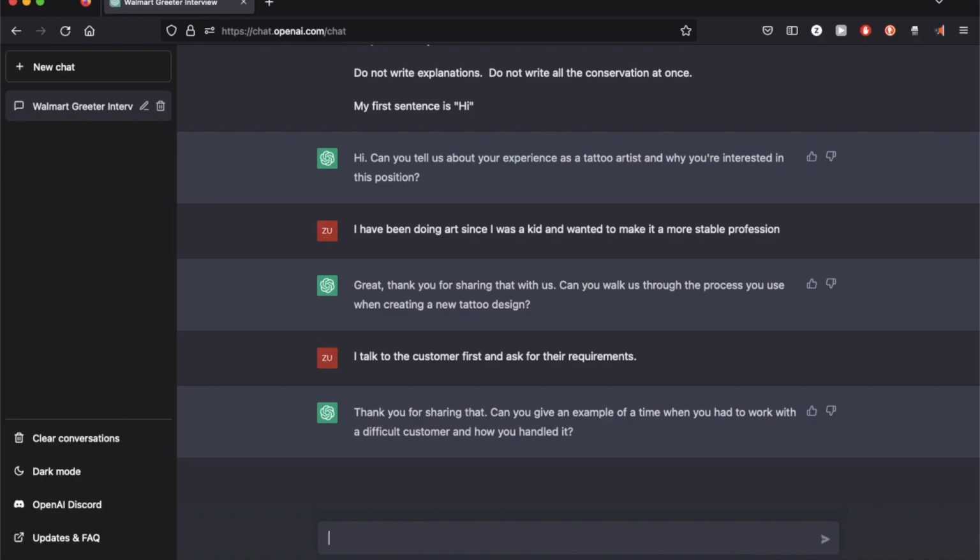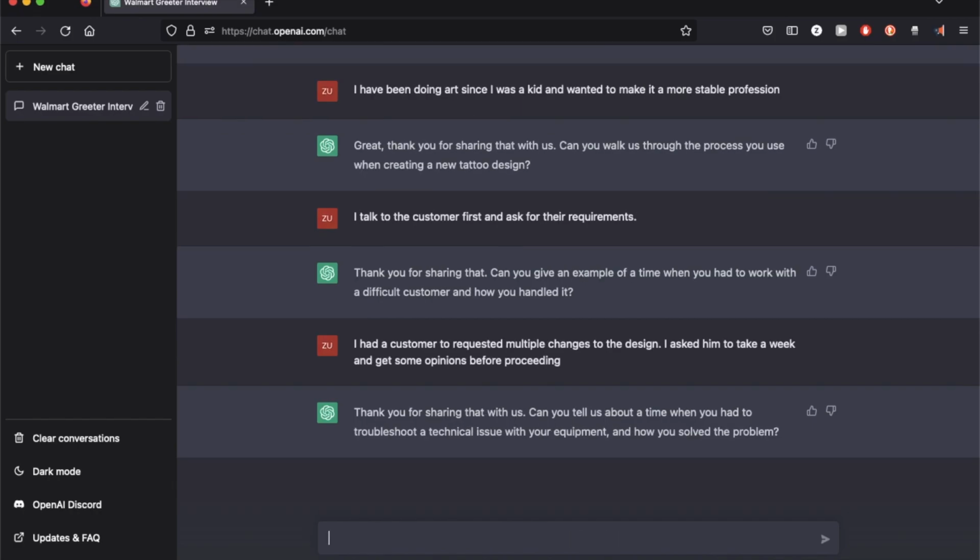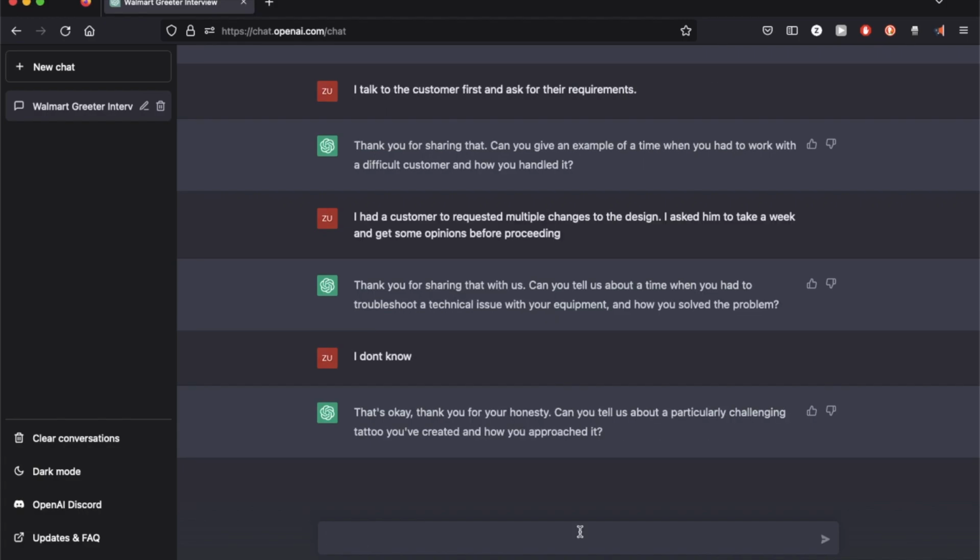Can you tell me of a time when you had a difficult customer? I had a customer who requested multiple changes to the design. Can you tell us about a time when you had to troubleshoot a technical issue with your equipment and how you solved the problem? So this is going more technical. Since I don't know enough about tattoo equipment, I'm going to say I don't know. It's great that me not knowing something is not seen as negative and seen as a positive that I'm being honest.